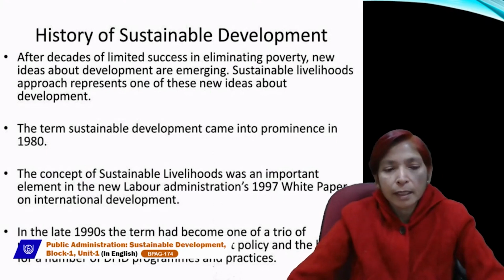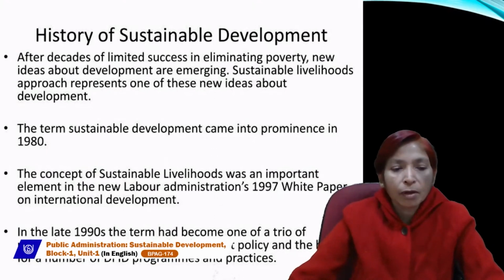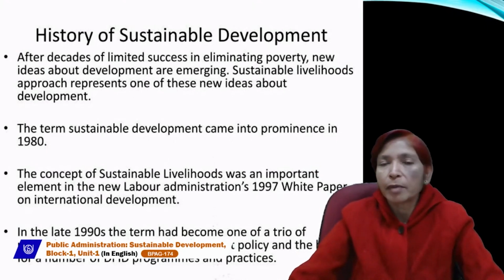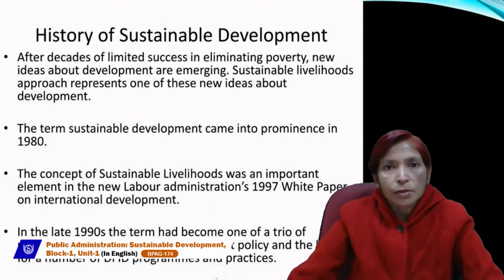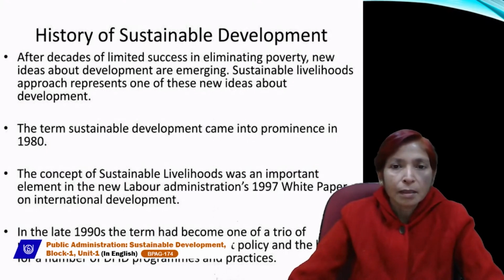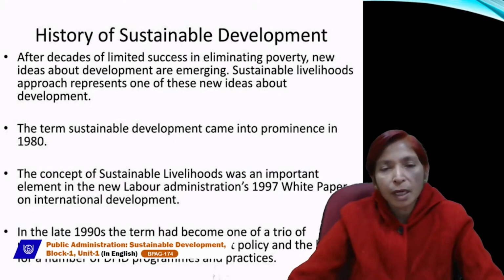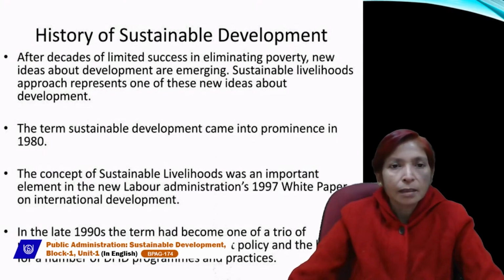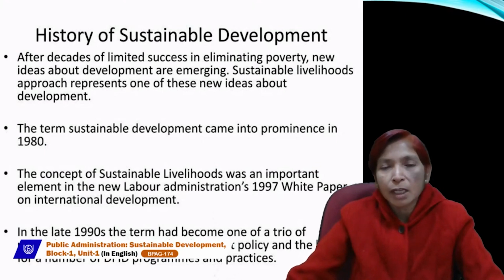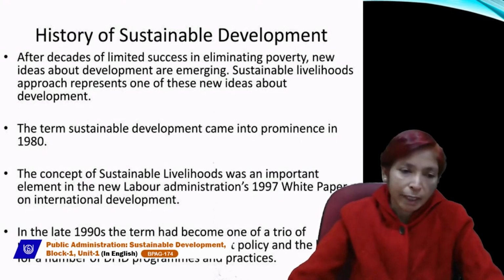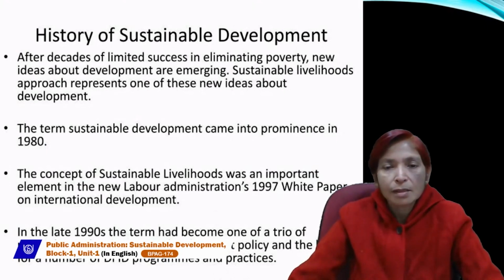In the late 1990s, the term had become one of a trio of principles underpinning UK development policy and the basis for a number of DFID (Department for International Development) programs and practices. So, at the whole world level, this concept originated in the 1980s: each and every economy should achieve sustainable development, and government should focus on achieving this target and make some strategies to achieve it. This is the history of sustainable development.